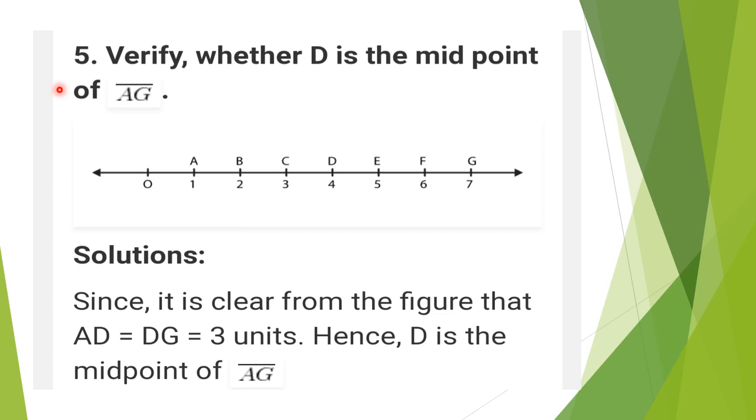Question number 5. Verify whether D is the midpoint of line segment AG. From the figure, we can understand that line segment AG is equal to 6 units. Then, AD is equal to 3 units and DG is equal to 3 units. So AD is equal to DG is equal to 3 units. Hence D is the midpoint of AG.